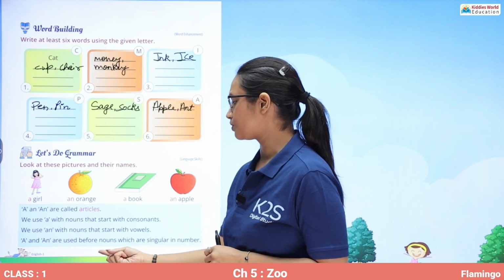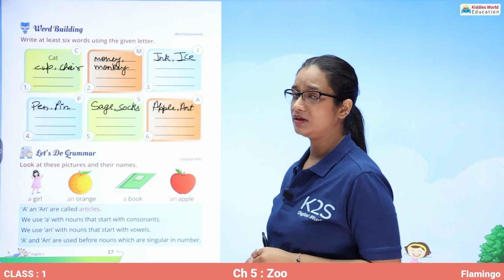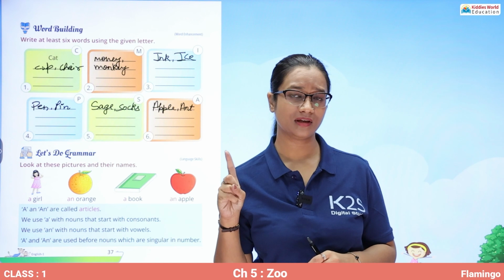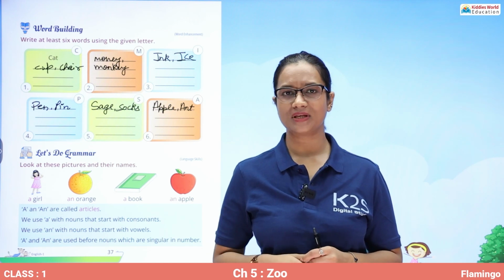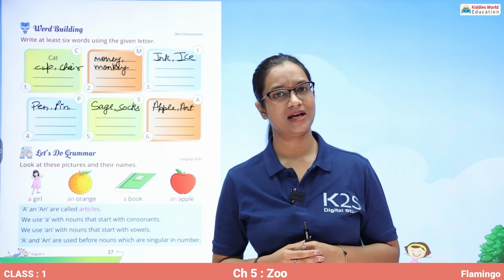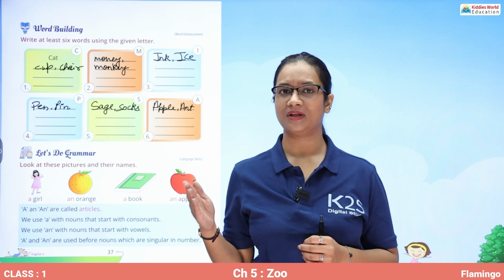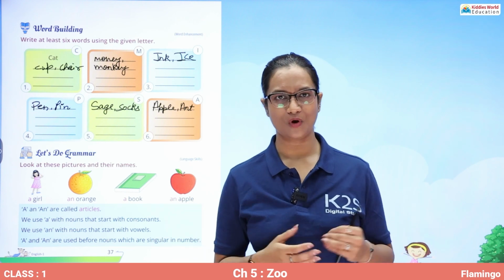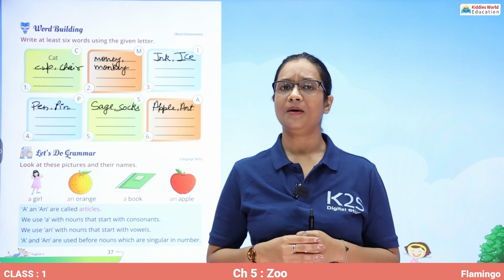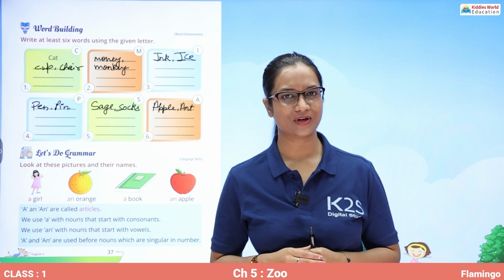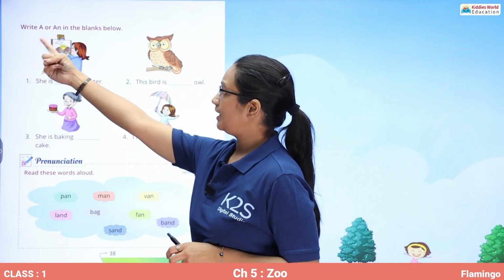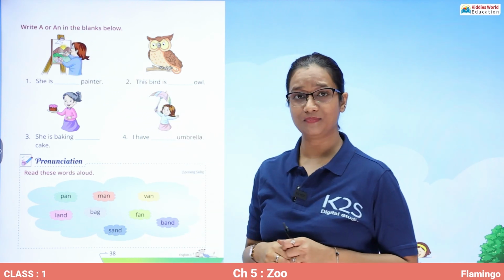A and an are used before nouns which are singular in number. So whenever we refer to only one object, one thing or one person, we always use either a or an, and we use them as per the letter which is given after them, whether it is a consonant or a vowel. I hope you understood what I just wanted to explain. But for better clarity, we are going to attempt a few questions now. So we will see that, write a or an in the blanks below.